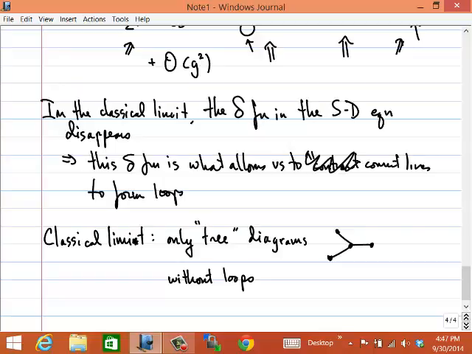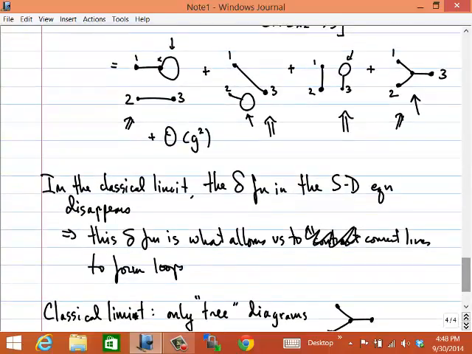And indeed, if we had kept in our factors of h bar, we've set h bar equals to 1 here. If we'd kept in our factors of h bar, you would see that each of these three diagrams that contains a loop has a factor of h bar in it. And as you expand order by order in the Feynman diagram in the loop expansion, order by order in the coupling, each loop that you have comes with an additional factor of h bar.